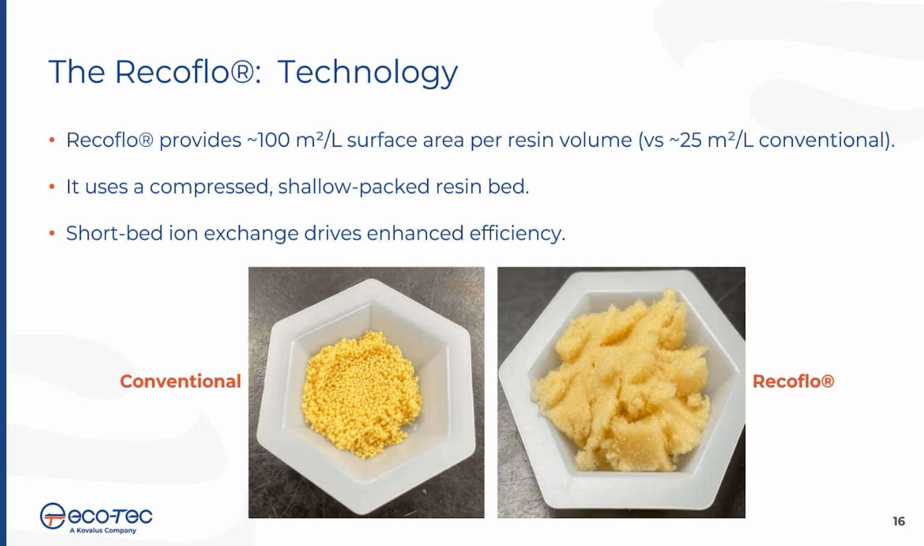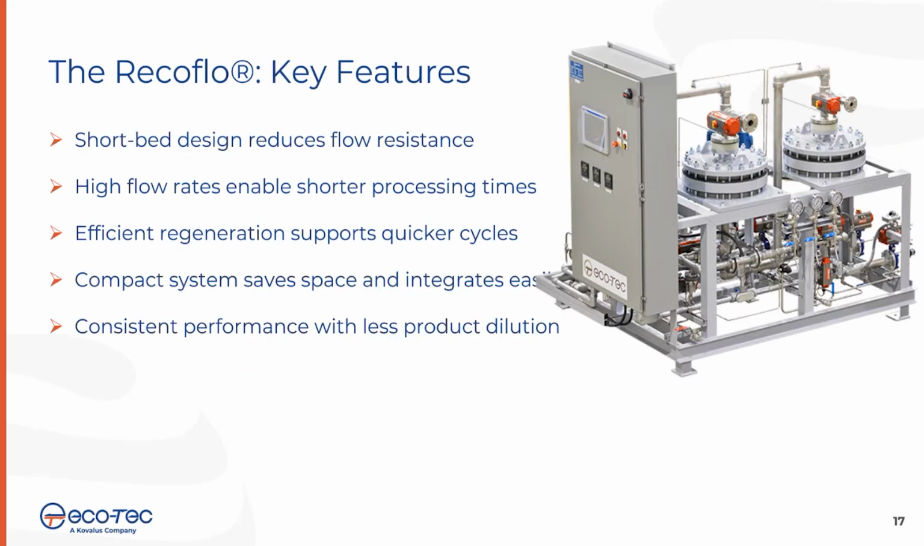With the key differences clear, let's translate them into practical operating features. Here are the key features. The short bed design reduces flow resistance. High flow rates allow shorter processing time, and efficient regeneration enables quicker cycles. Because the system is compact, it saves space and integrates easily into other processes. The result is consistent performance with less product dilution.